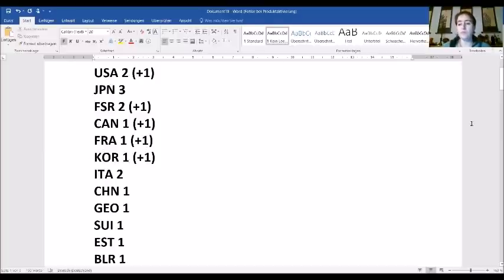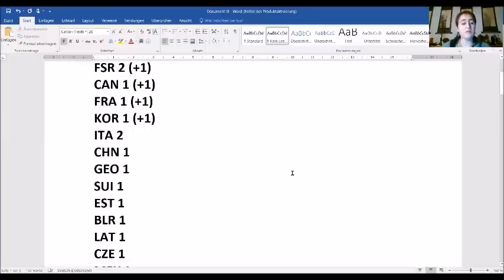Italy has 2, because their skaters reached less than the 28 points. If you have 2 skaters entered in a championship, you need less than 28 points in order to meet the criteria for 2 spots. And Italy had 11th and 12th place, so they made that easily.